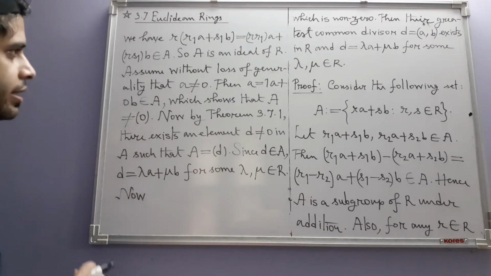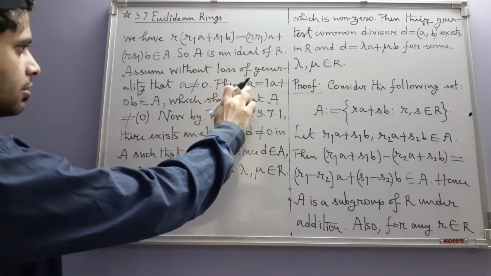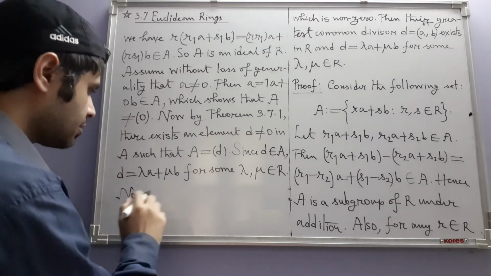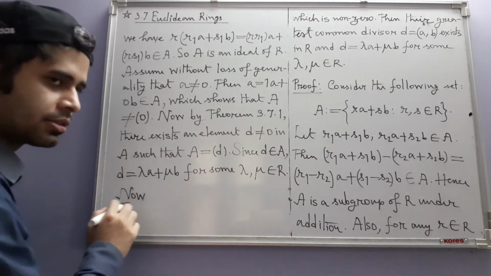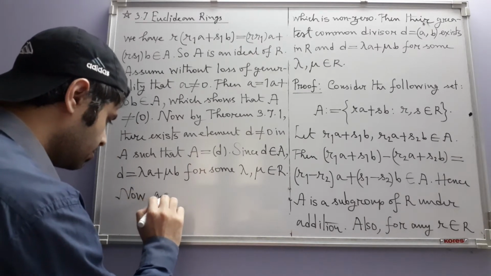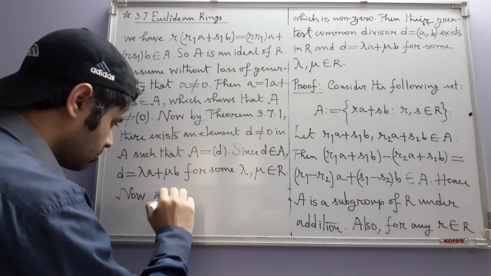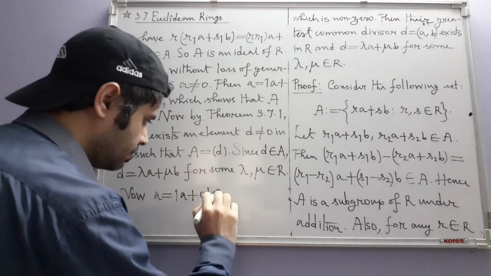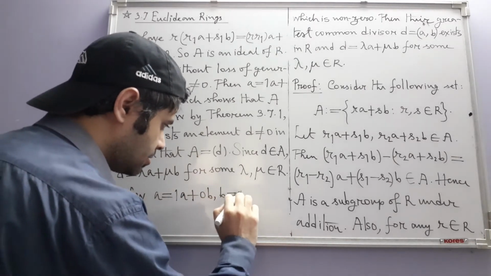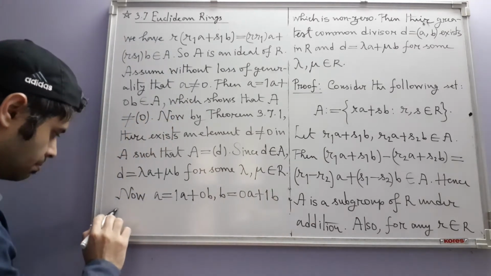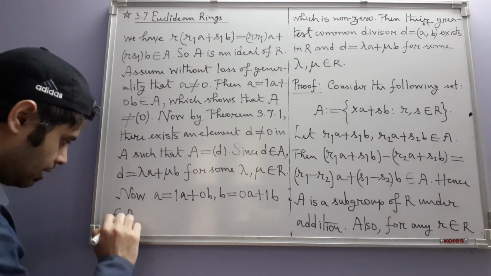We have already seen that A belongs to A, likewise B also belongs to B, but let us just write it for the sake of uniformity. Let's once more write A = 1A + 0B and B = 0A + 1B, both belong to A.